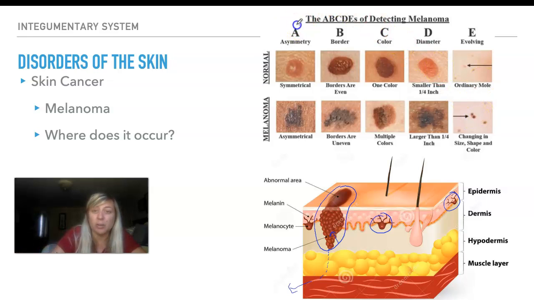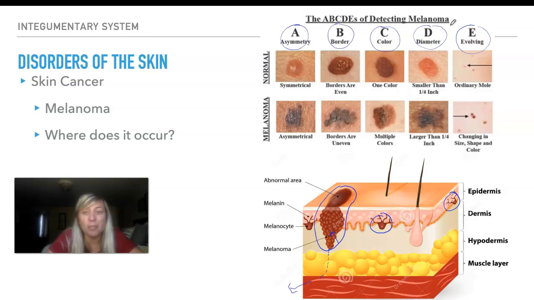So there are what are called the A, B, C, D, and sometimes people throw an E in there, of melanoma, of how to detect it. A means asymmetry. All the pictures on the top are of normal moles or growths, and the bottom ones are the melanomas. It has asymmetrical borders. If you were to draw a line through it, a melanoma is not going to match on both sides.